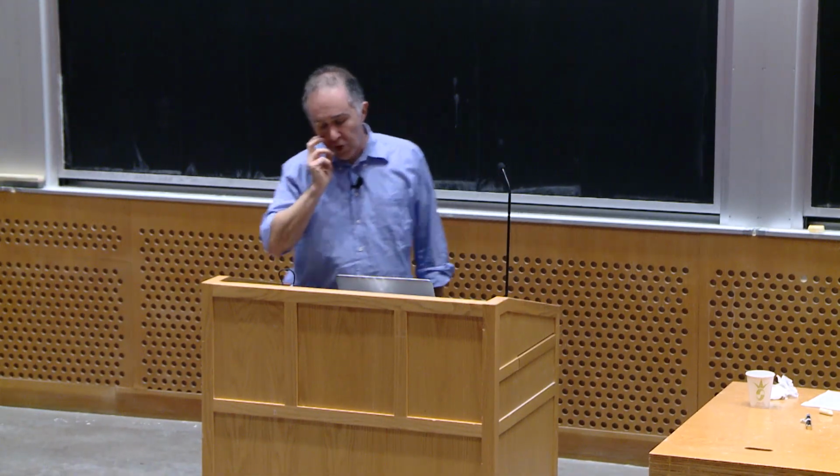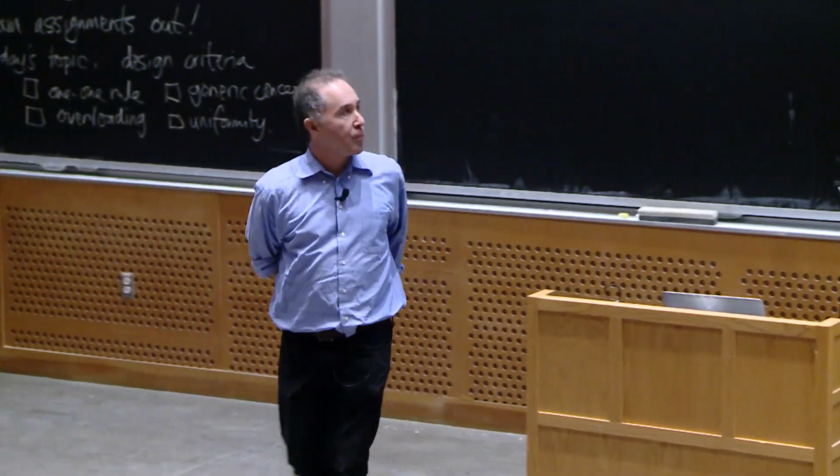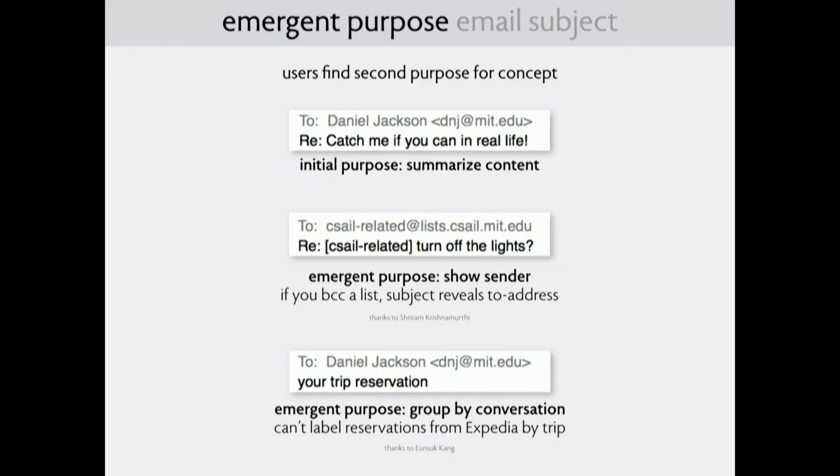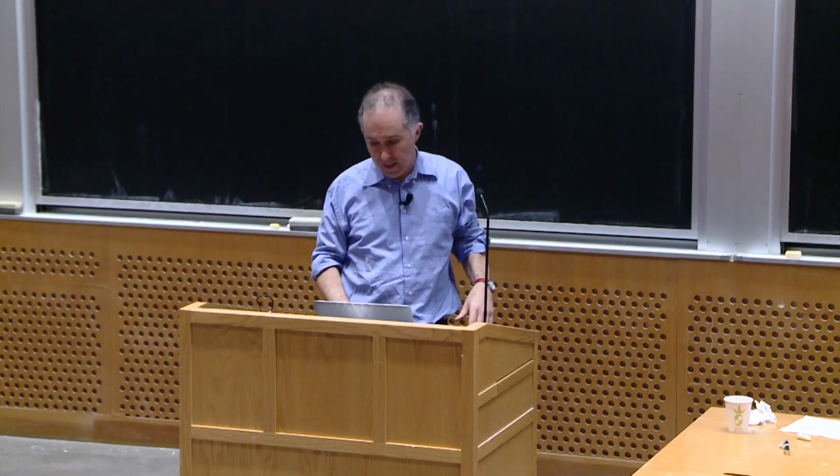And here's a final one from Gmail. This is one that one of my PhD students pointed out to me. He noticed that Gmail groups conversations based on the subject line. And he was getting a lot of messages from, I don't know, Expedia or Travelocity that had the subject line, your trip reservation. The consequence was that all his different trips got put into one conversation, but he wanted to separate them into different trips. You know, my trip to San Francisco, my trip to New York, or whatever. Okay, so again, what's happening here is an emergent purpose for the same concept that messes everything up.